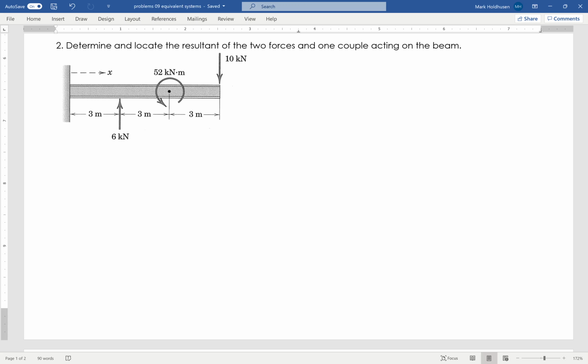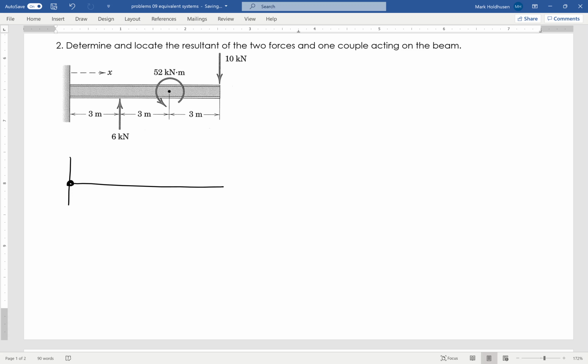In this problem, I want to take these two forces and couple moment and replace it with a single resultant force at a specified location. Okay, so what I need to do is this two-step problem here. First, I'm going to take everything and move it over to this point. So I'm going to have a single force and a single moment at that point. Basically, reduce these two forces and a couple down to a single force and a single couple at the end point.